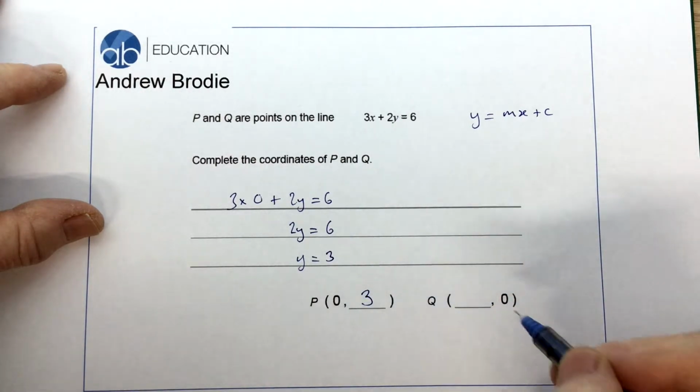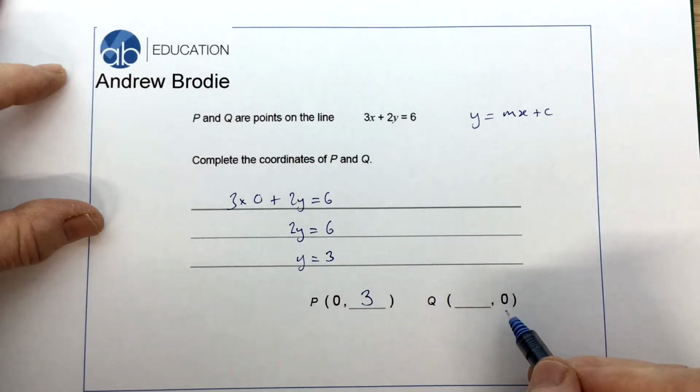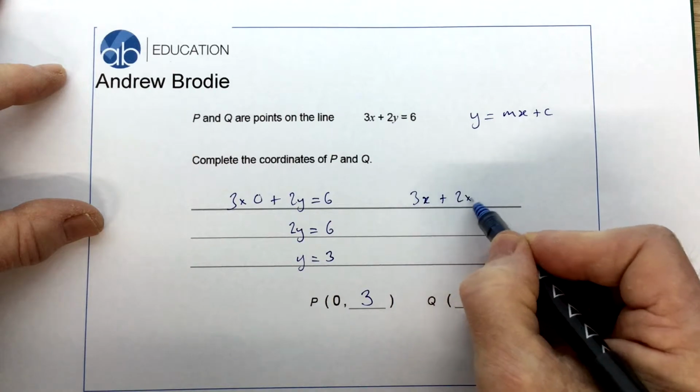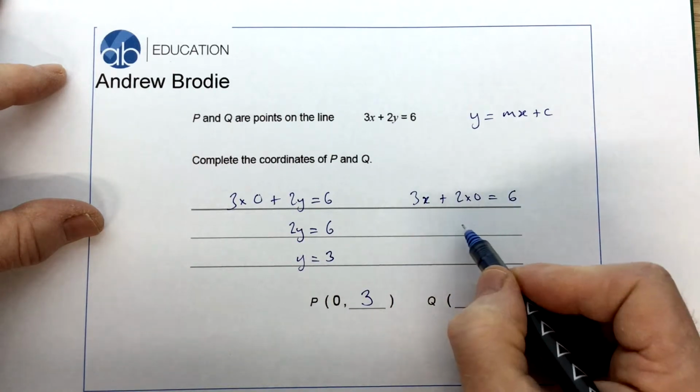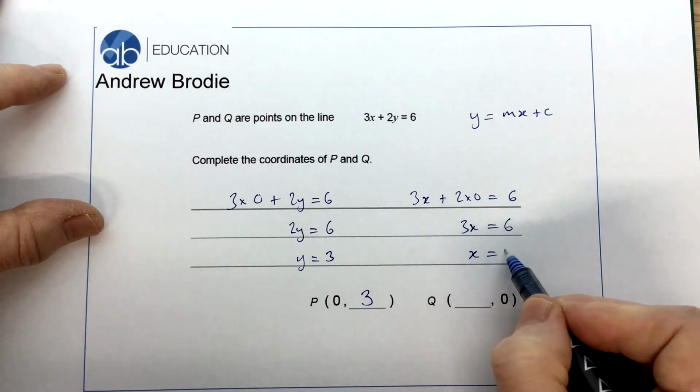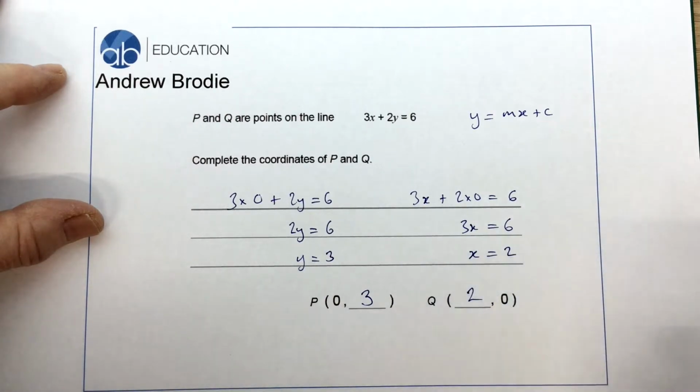And Q has a y value. The y coordinate is 0. So 3x plus 2 times 0 equals 6. That means 3x must be 6, which means that x must be 2. So the x coordinate is 2.